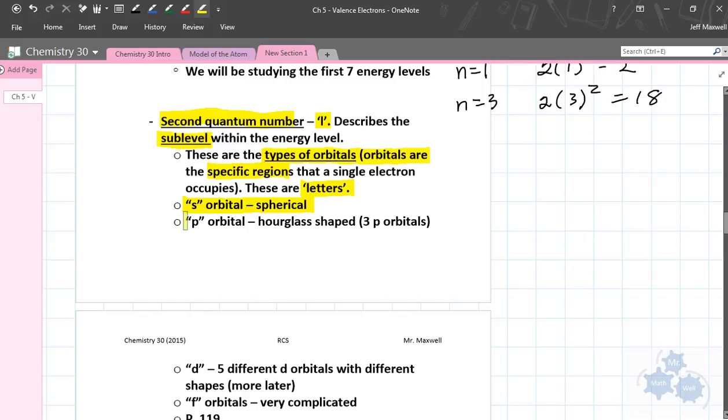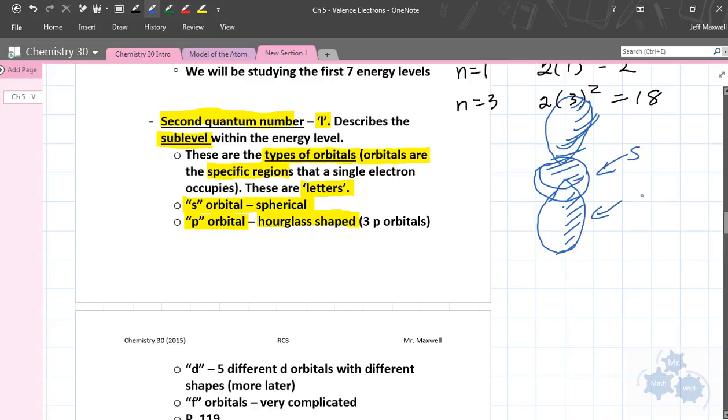The p sublevel, that's the p sublevel or p orbital, is an hourglass shape. And these are the two that I sort of drew yesterday. So we have a bit of a spherical sublevel, and then you have a sort of hourglass shaped sublevel. Looks kind of like this, two lobes, right? And this is sort of the p sublevel here. Okay, so that's an s here, and here is a p orbital. It's one orbital that looks like an hourglass.